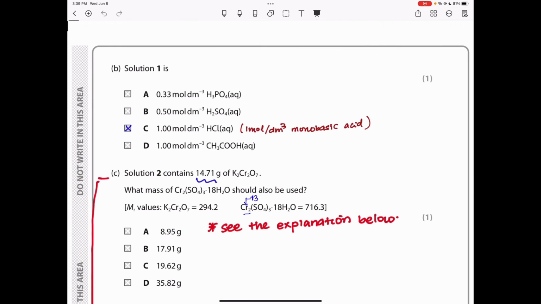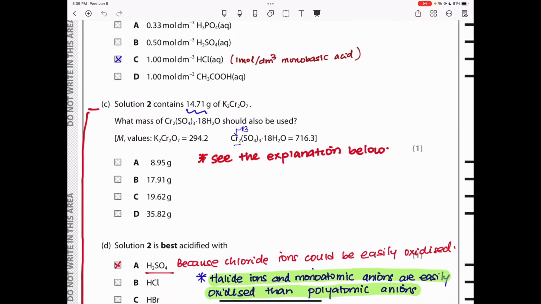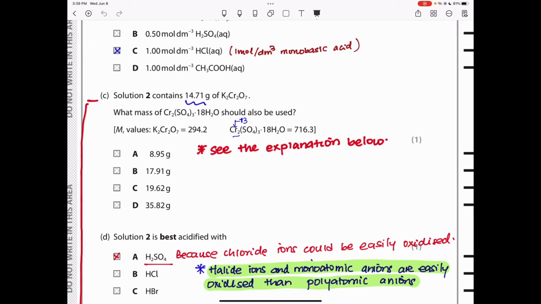Let's go to the next question, which is question 1b. Solution 1 is the solution in the hydrogen gas half cell. So, of course, it should be 1 mole per decimeter cubed hydrochloric acid. We need 1 mole per decimeter cubed monobasic acid because we can guarantee that this is going to give us the concentration we want. If you are using 0.5 mole per decimeter cubed, you cannot guarantee that all these hydrogens are going to be released to give you the exact concentration you're looking for. So this is the best answer here, a monobasic acid in this situation. The others will not be giving us the right number of moles in that specific solution.